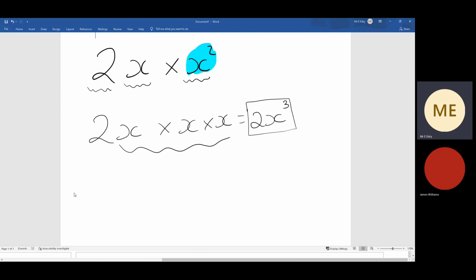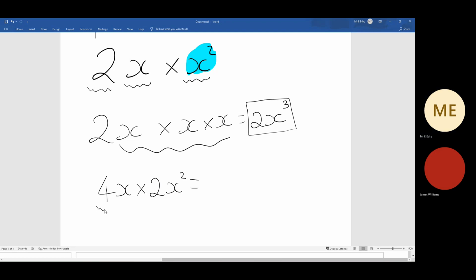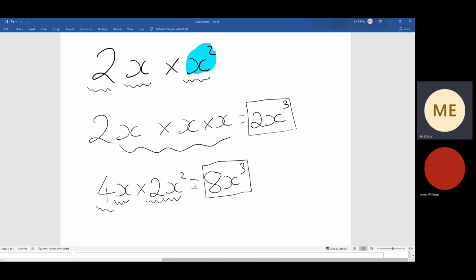So if I did say, let's imagine I did now, 4x times 2x squared. If I wanted to do that, that would be 4 times 2, which is 8, and then x times x squared is x cubed. So that would be 8x cubed. Okay?